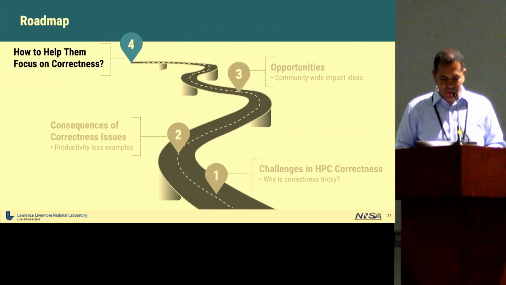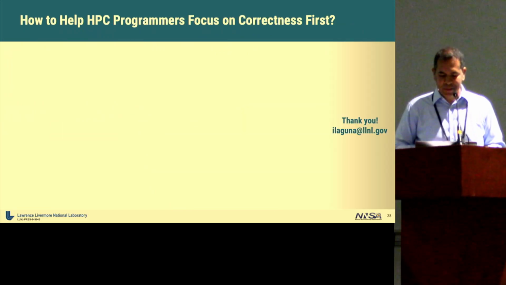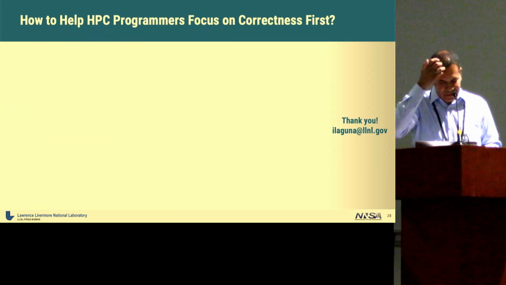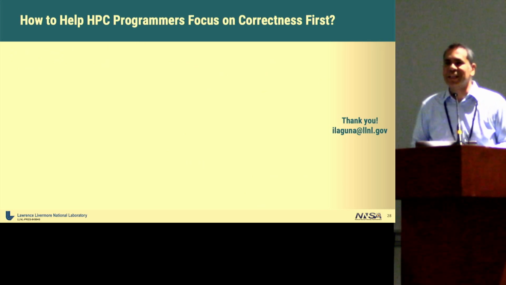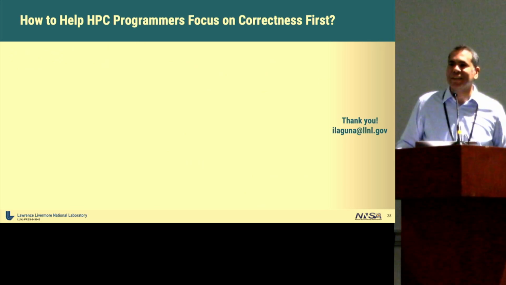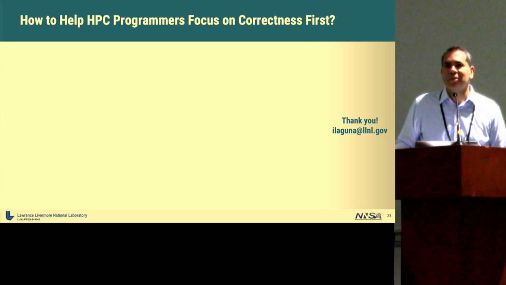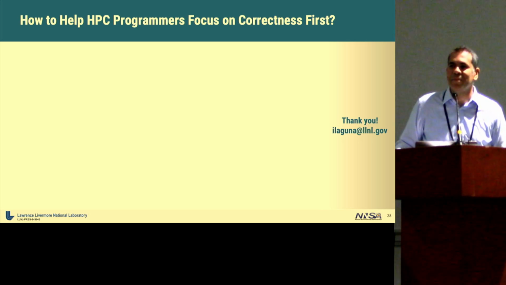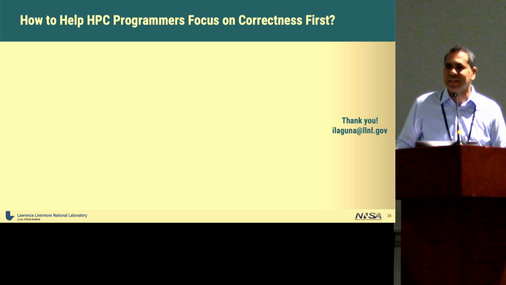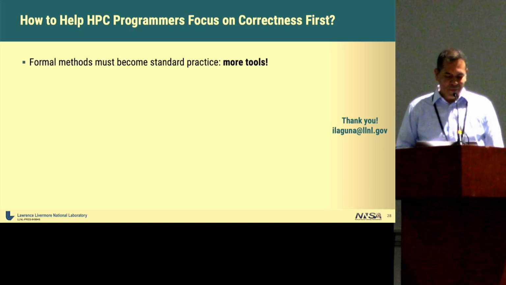All right, so now I would like to answer the question, and this will be my last slide. How can we help programmers focus more on correctness, right? Maybe they're not going to focus on correctness first. Maybe they are still going to think about performance. But how can we help them think about correctness a little bit more so they can spend less time debugging code? So the first thing is formal methods must become standard practice.